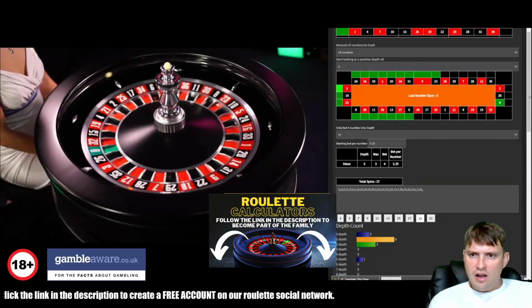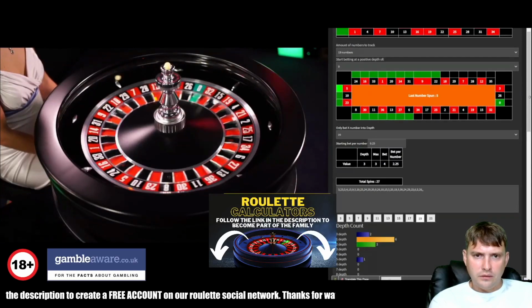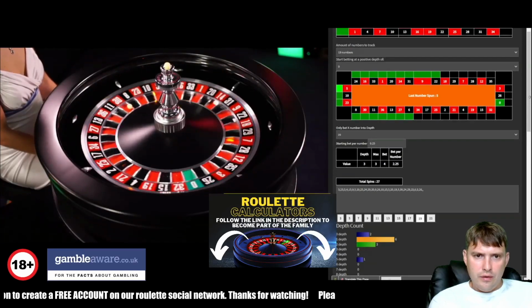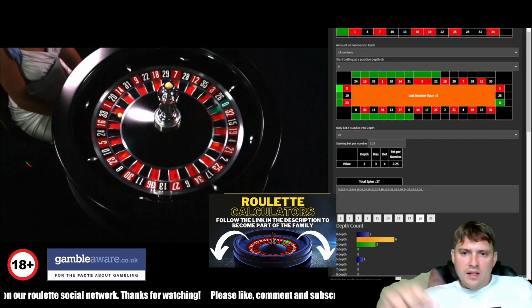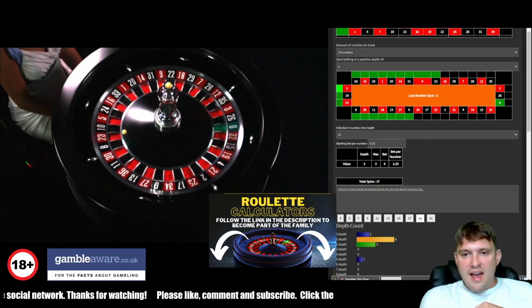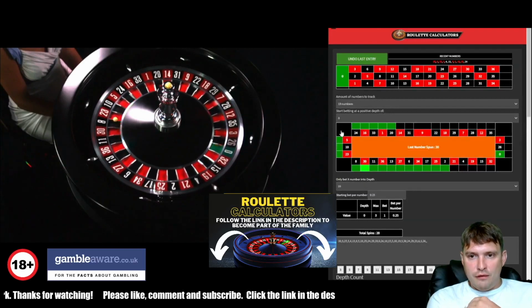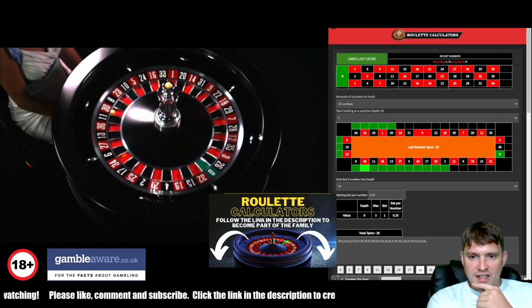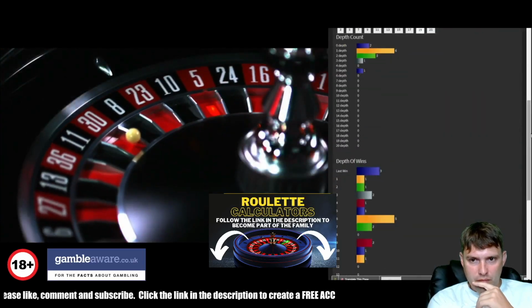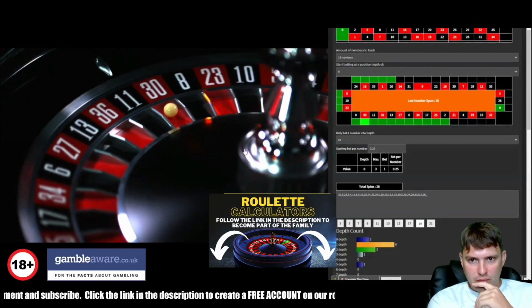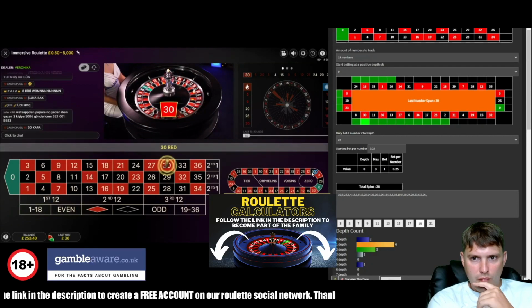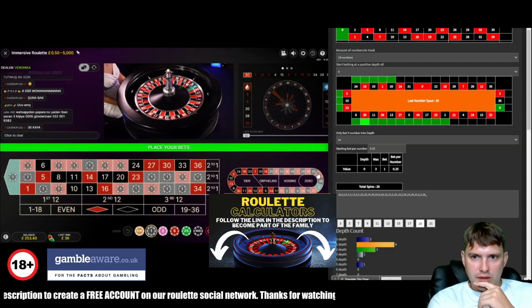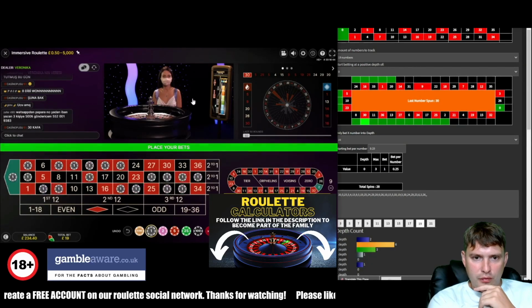So I reckon it's going to go highlighted now. Yeah, it is, number 30. So yeah, that depth of 3 is now going to be a 0, and I'm pretty confident Sam is going to bet on that unhighlighted section. Yes, he is. Number 14.